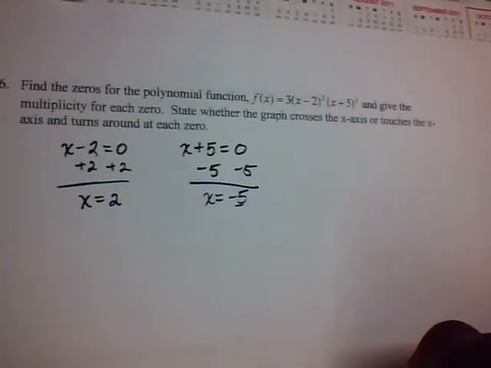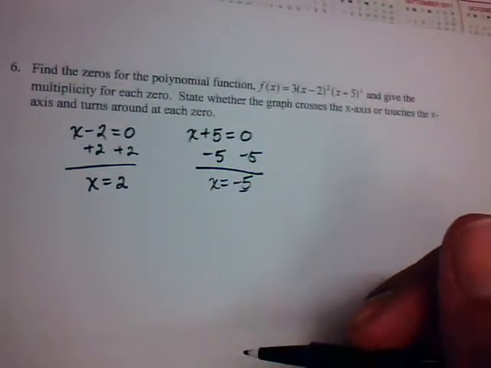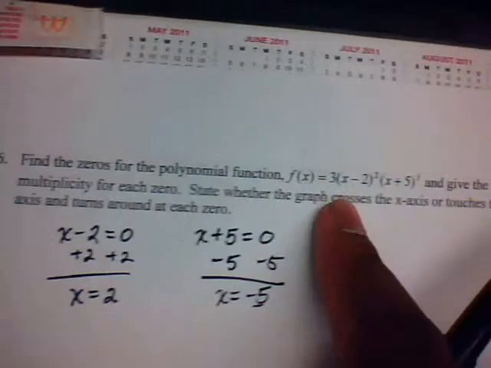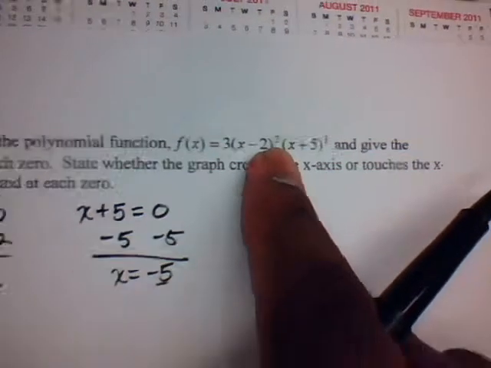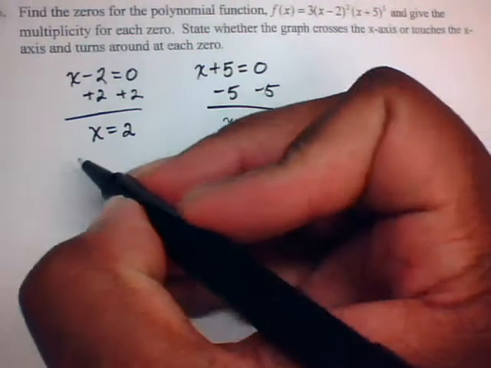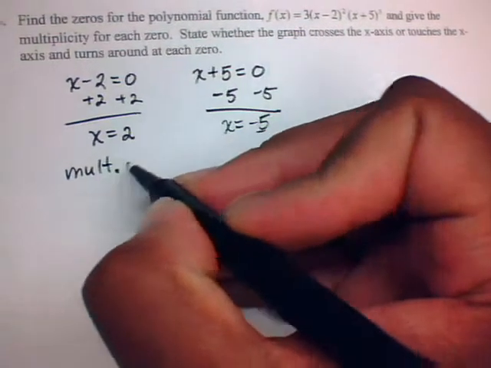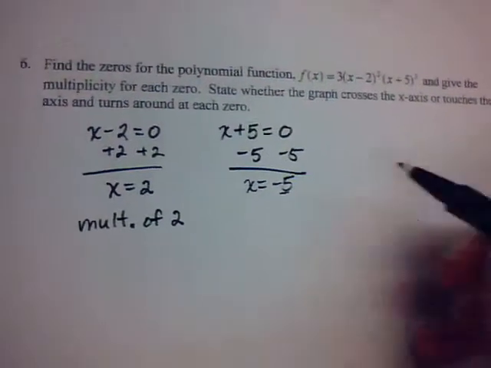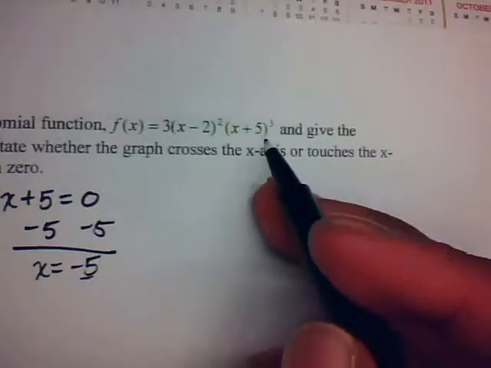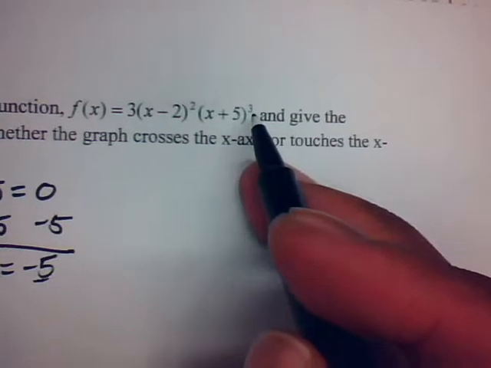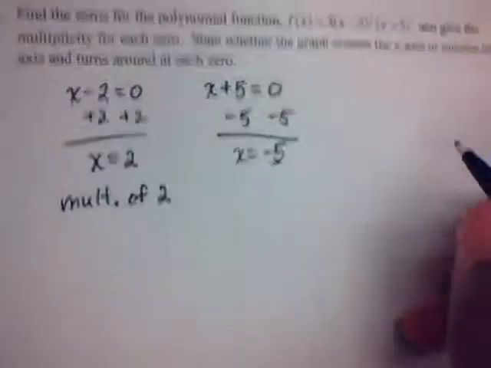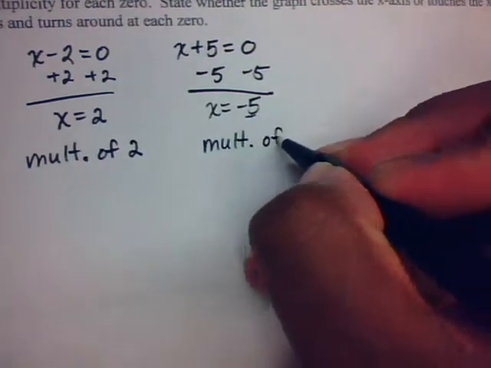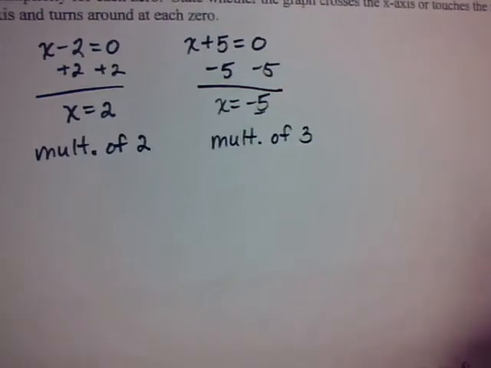Now we want to state whether the graph crosses the x-axis, well, find the multiplicities first. The x equals 2 comes from x minus 2. Its exponent, in this case, is 2. So x equals 2 has a multiplicity of 2. Now for the x equals negative 5, that came from the x plus 5, and its exponent is 3. So that means that x equals negative 5 has a multiplicity of 3.